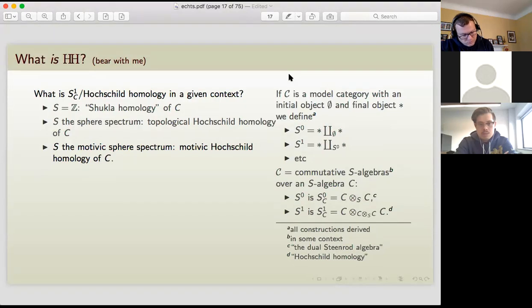And finally, if we go to the case where S is the motivic sphere spectrum, a wonderful E infinity object, then what we get is what I call the motivic Hochschild homology of C. So that is my definition of motivic Hochschild homology. That's just the 1 sphere in the category of commutative S algebras over C. Okay, so let's get started.